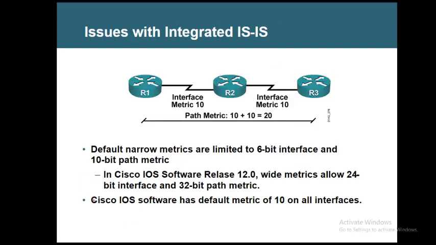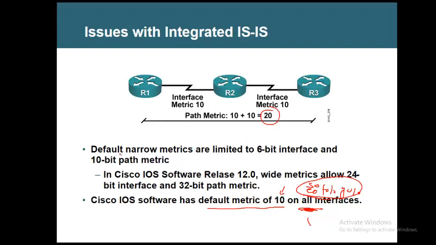Now, I was telling you earlier that ISIS doesn't use your bandwidth to calculate the cost. It won't use the bandwidth. Every link is 10. The default metric is 10 on all interfaces. You may have Ethernet, you may have serial, whatever. Do these interfaces have the same bandwidth? No, they don't. But they are still going to have the same cost, 10. Fixed cost, 10 per link. So the total metric between R1 and R3 is? 20.